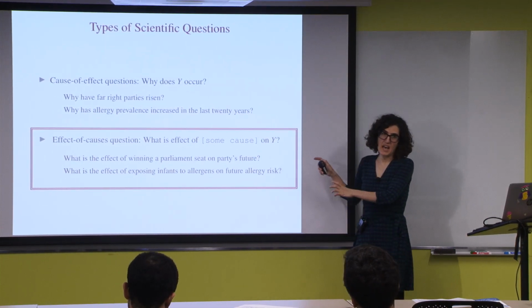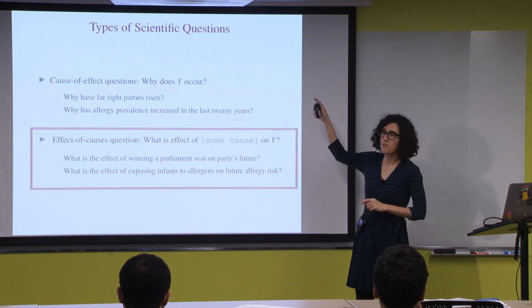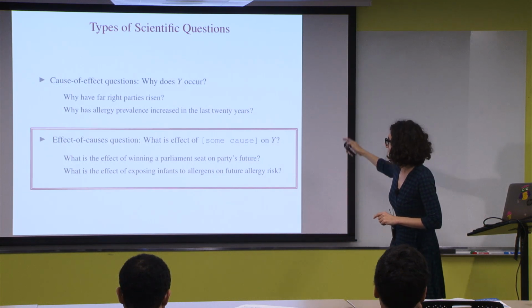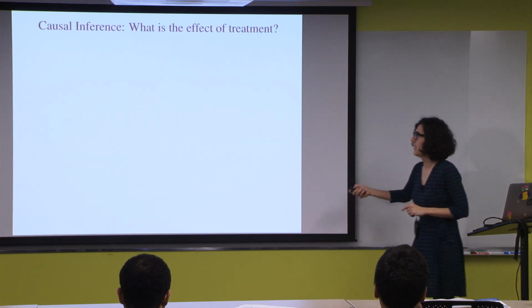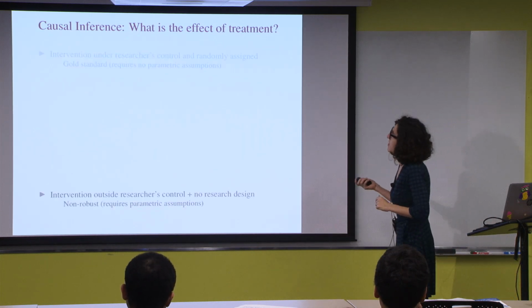Ideally, science is at its best when the answers to these effects-of-causes questions are actually informative about broader why questions in science. But I will be narrow today and focus on the latter. So causal inference framework, this is the question. What is the effect of treatment?